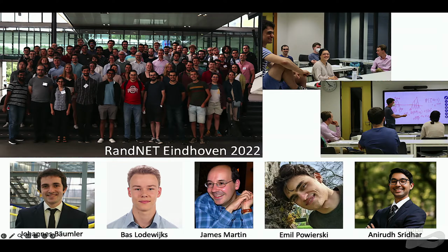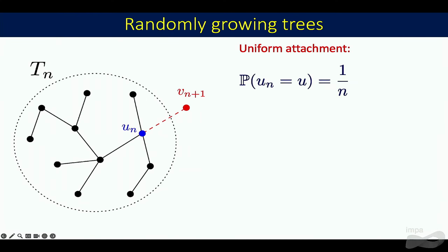So this is joint work with Johannes Baumler, who is now a postdoc at UCLA, Bas Lodewijks, who's a postdoc in Augsburg, James Martin, who's at Oxford, Emil Powierski, who's a grad student at Oxford, and Ani Sridhar, who's a postdoc at MIT now. So let me tell you what the problem is.